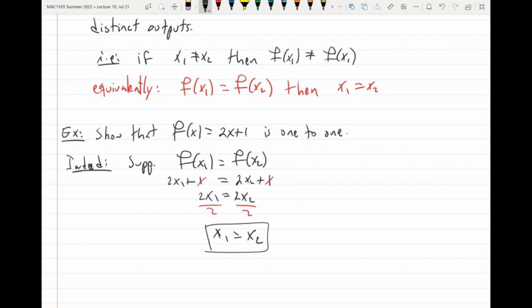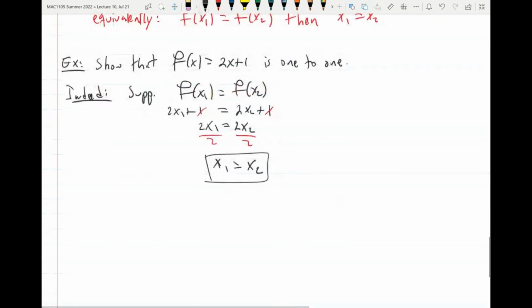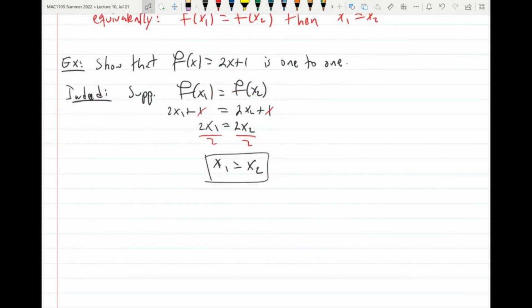In other words, if you have two outputs that are the same, then that implies that the inputs must be the same. Okay? But of course, if the function is more complicated, the formula is more complicated, then doing this is a little bit more algebraically involved. So f is 1 to 1.